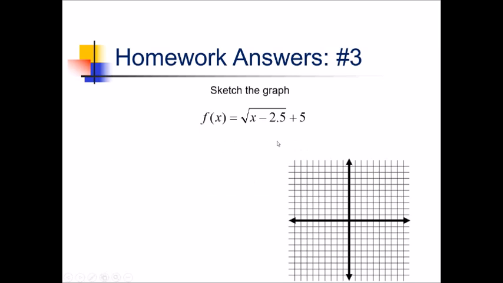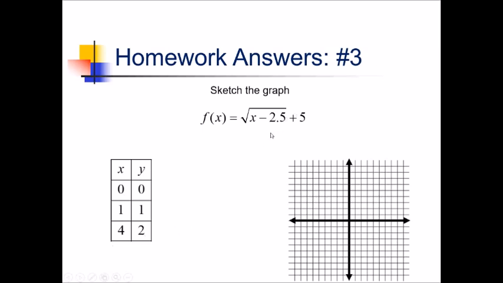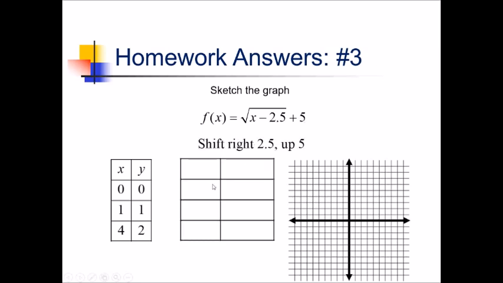To graph this square root function, let me start with my table with my 3 points: 0, 0, 1, 1, and 4, 2. And based off of this function, with the minus 2.5 inside, we're shifting right 2.5. Plus 5 outside means we're shifting up by 5. So putting that in my table, that means my x's each have to get 2.5 added to them to go right. And then the y values have to be increased by 5.